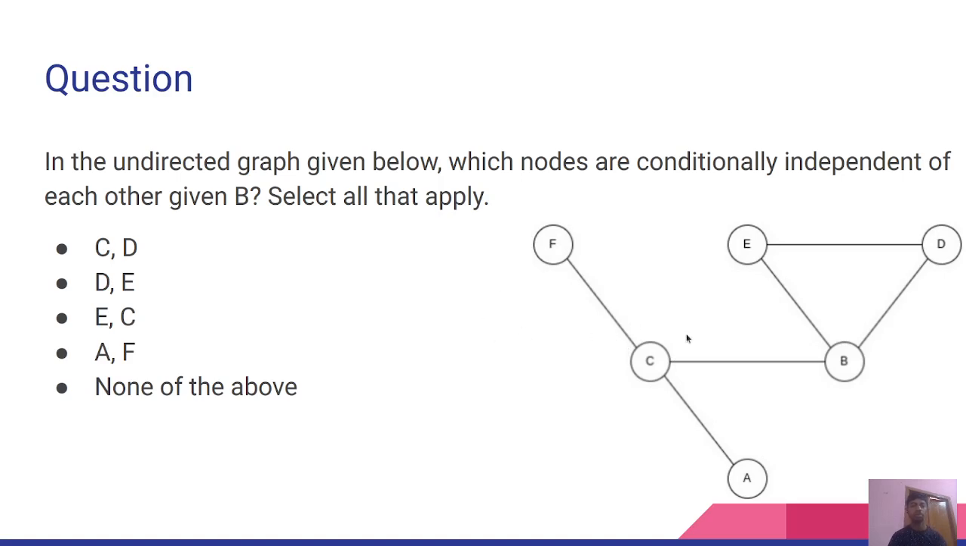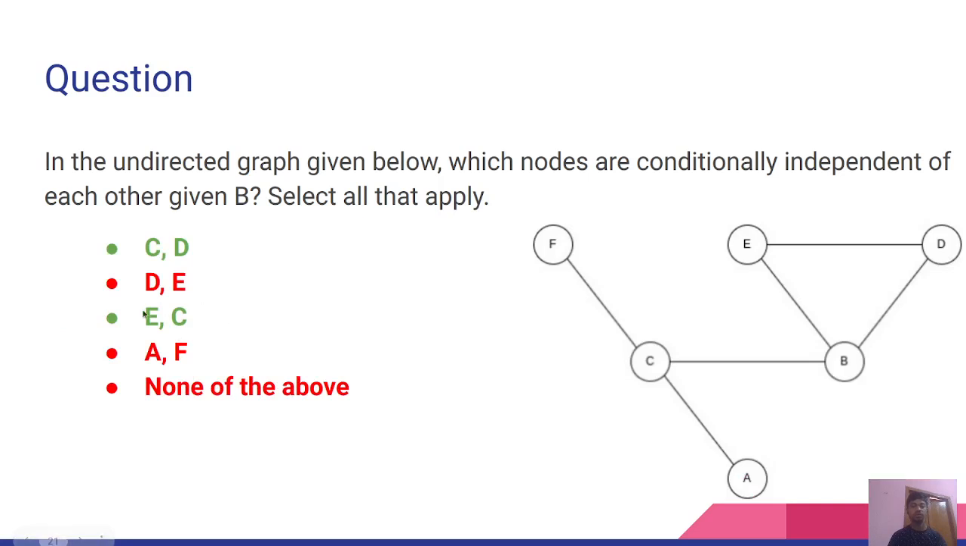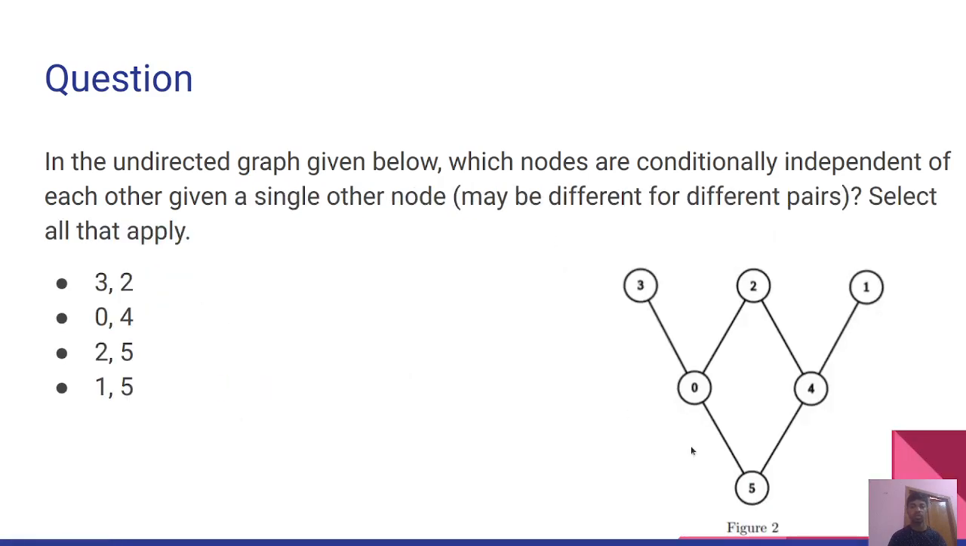So the options are C, D, and AF, I guess. Yeah. C, D, and AF are the correct options. Okay. Then we'll go through another example here. Then we'll go through some numericals.